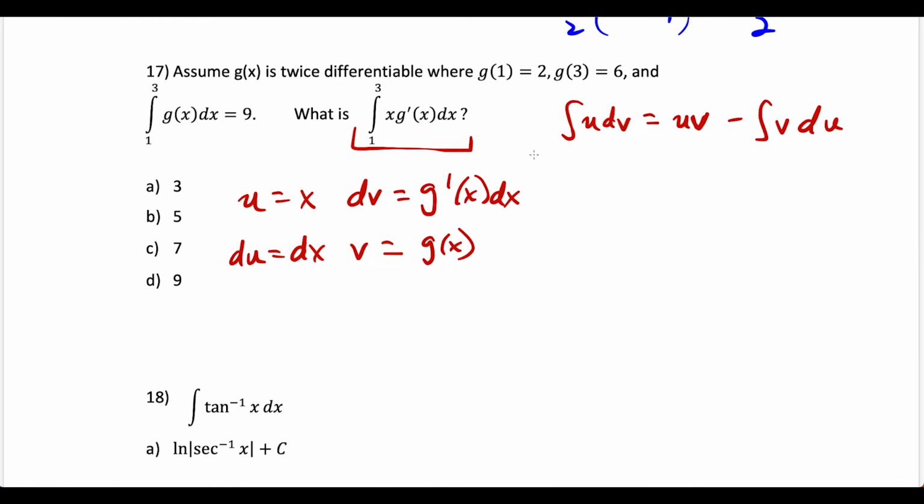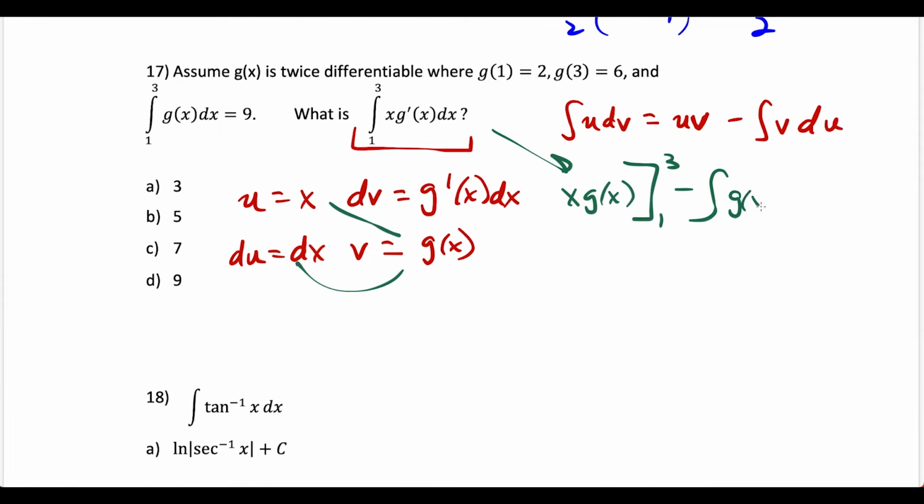So now for this one here, what is this equal to? Well, we're going to do u times v. So we're going to have x times g of x. And just know this is a definite integral, so we're evaluating this from 1 to 3. Minus, we have the integral of v times du, which is g of x dx, but this is a definite integral going from 1 to 3. So now notice what we have here. They told us that the integral from 1 to 3 is equal to 9. So ultimately, we're just going to have a minus 9 at the end.